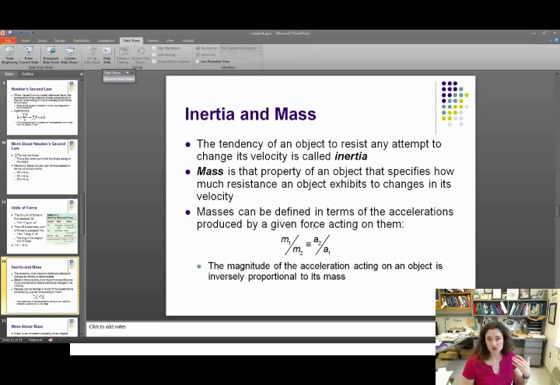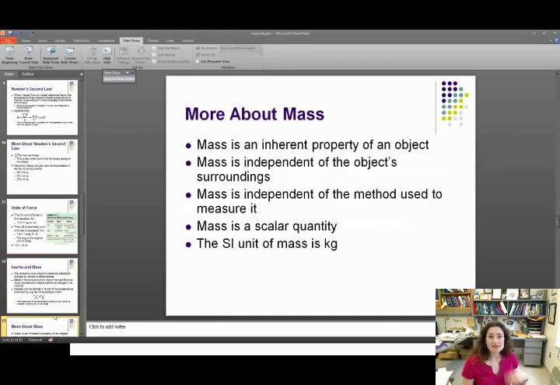And you can set this up as a proportionality, okay? Masses can be given in terms of the accelerations that are produced by a given force. So for the same force, you'll get a higher acceleration for a lower mass object. Mass is an inherent property of an object. Okay, it's independent of the object's surroundings, and it should be independent of the method used to measure it, as long as the device is calibrated well. Mass is a scalar, and the SI unit of mass is the kilogram.